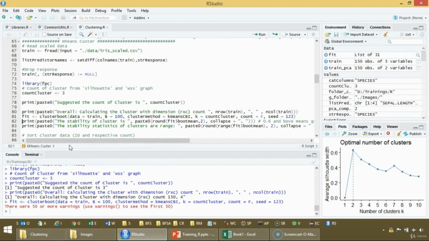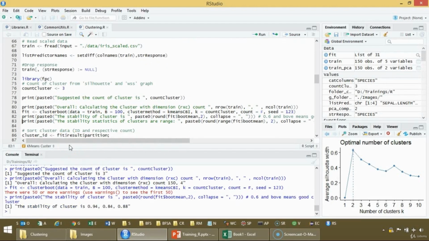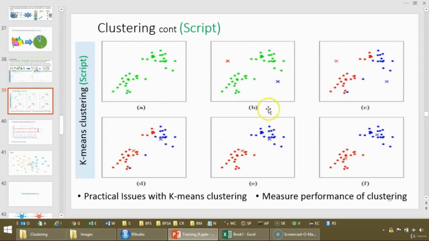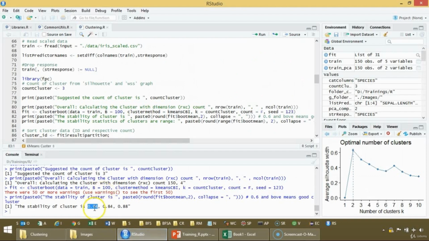And in line 82 there is something called stability of the cluster. It has made the 3 clusters, and stability means these are 94% stable. What it means is that while selecting the data, some of the points were moving from one cluster to another cluster, and in cluster 1, 94% of the data remained with 1, and cluster 2 has 84% and cluster 3 has 88%. Okay.